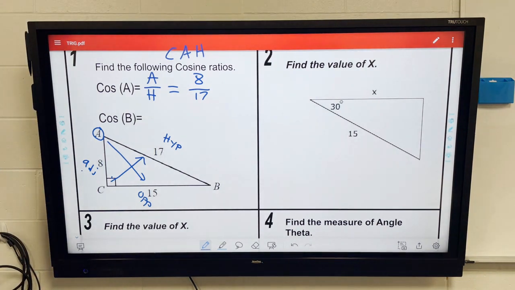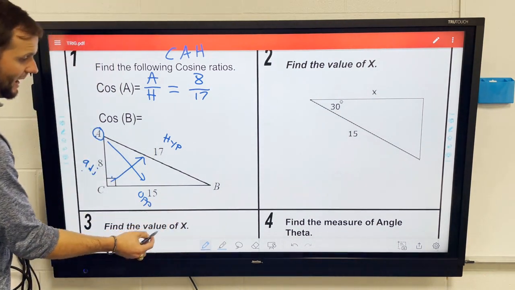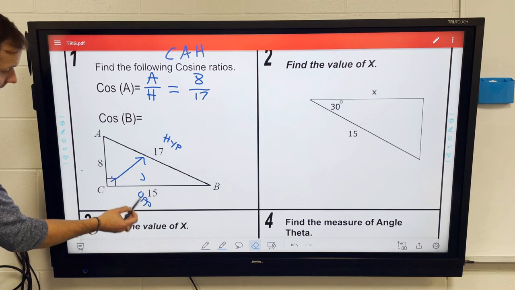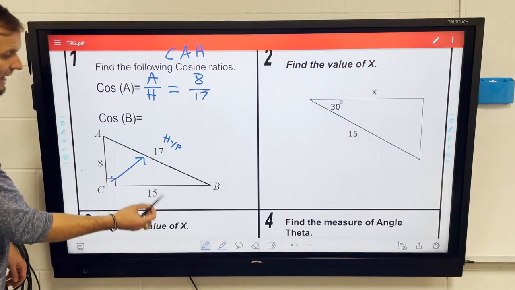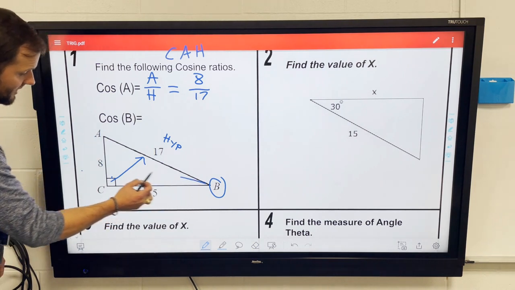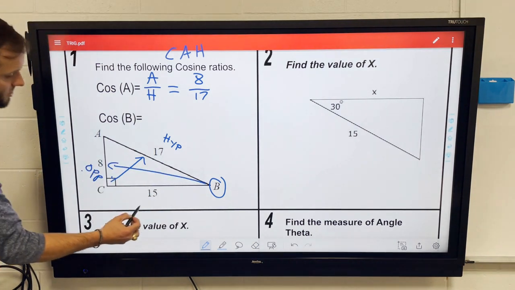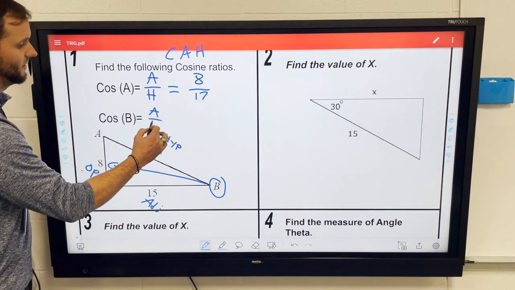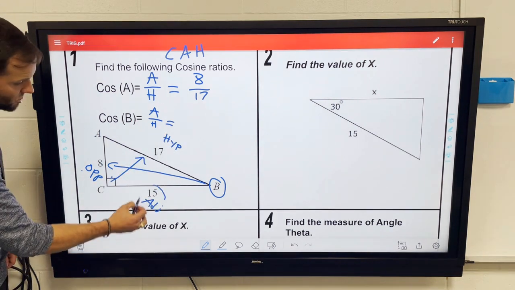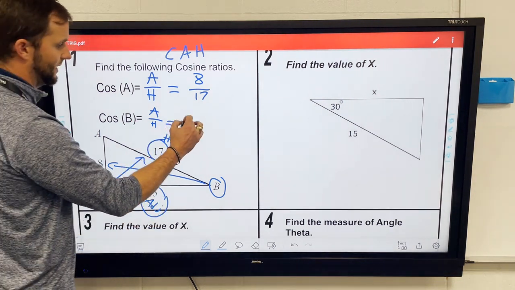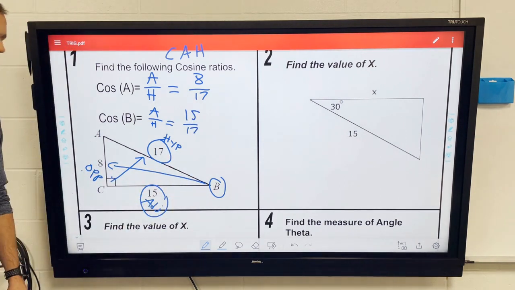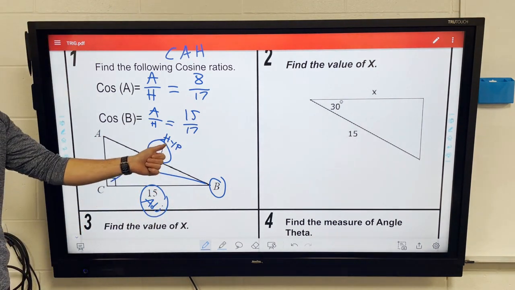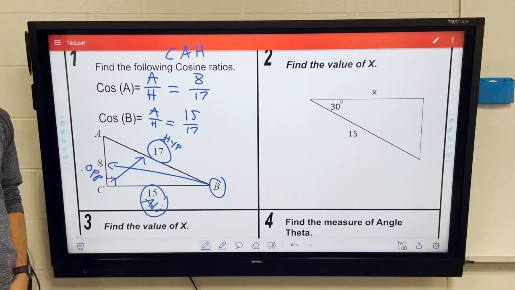Now I wanted to find the cosine of B. What you'll need to remember is the hypotenuse is going to stay the same, but the things that are going to change are the adjacent and the opposite sides. If I'm looking at everything from angle B, this is going to be my opposite side, which makes this my adjacent side. Cosine of B is adjacent over hypotenuse, so that's going to be 15 over 17. That's how you would write the ratios. Remember, always start at 90 for the hypotenuse, write the opposite side, so the third side is your adjacent side.